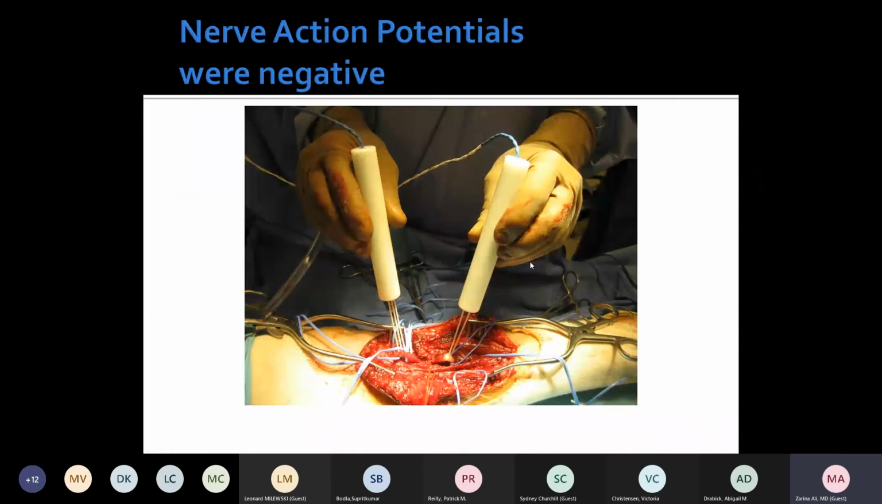And then this is a good example of utilizing and relying on intraoperative nerve action potential to identify if there's any active regeneration across the nerve. And in this case, there was not.